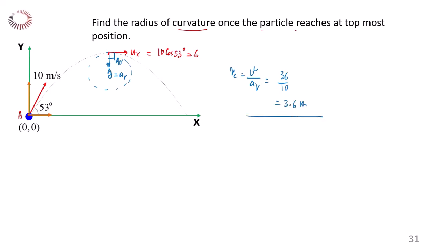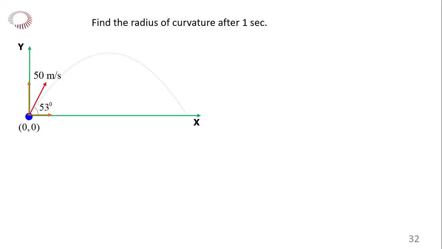Why? Because in this situation, the velocity and the acceleration are perpendicular to each other. If these are perpendicular, then only you can directly apply the formula. You don't have to take any component. You can directly apply it, and you get the answer. Okay. Got it? Okay.